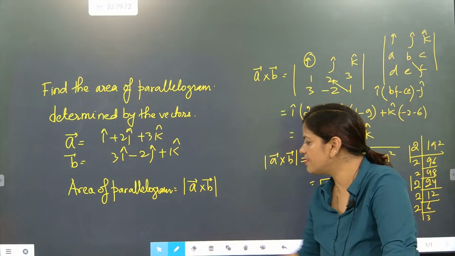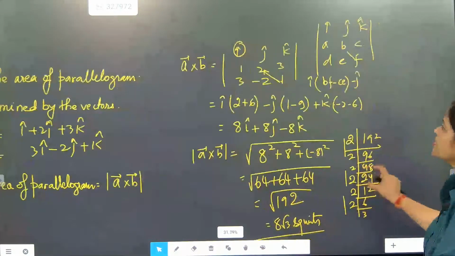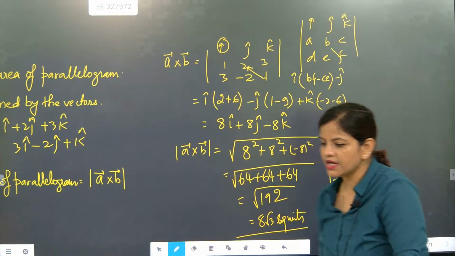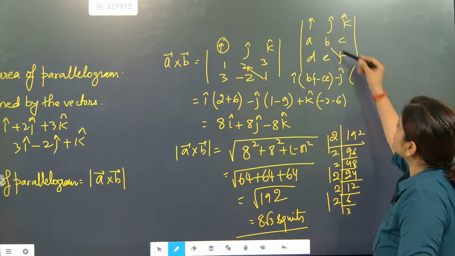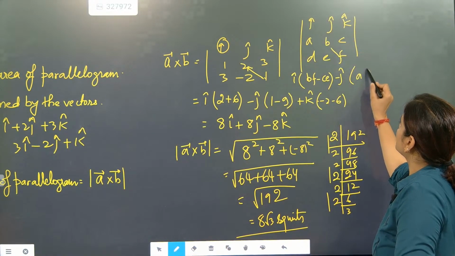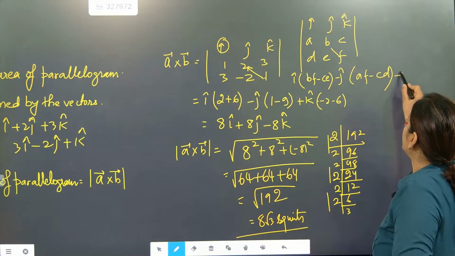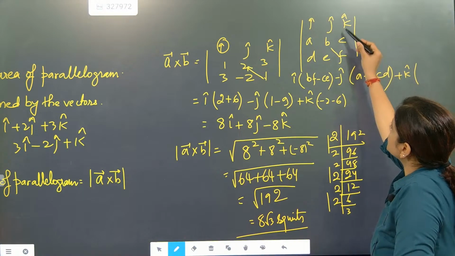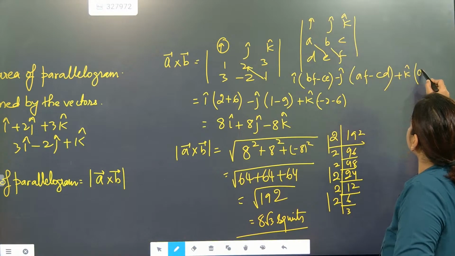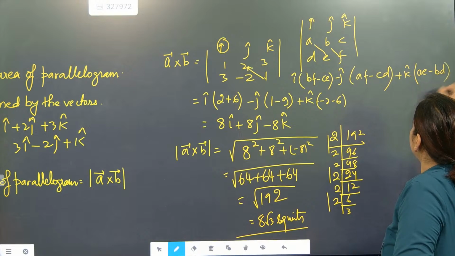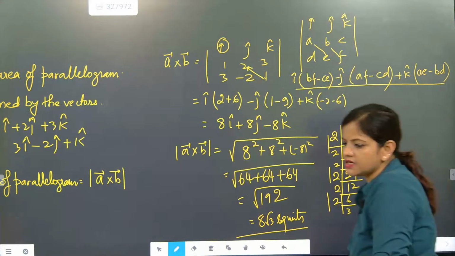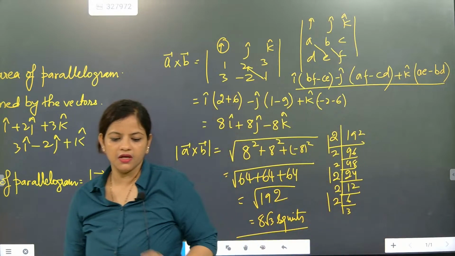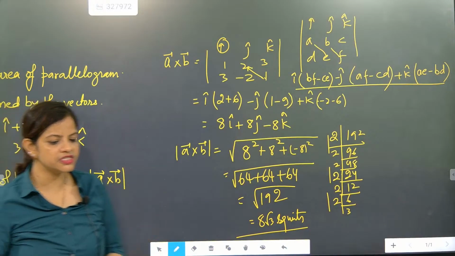Now the j part always comes as negative in the determinant. Understood? So when the j section is coming as negative, this time you ignore this: AF minus CD. Now comes k. When you do the k section, then AE minus BD. Just like how we write a determinant, the same pattern of writing will be there. I hope you might have understood with this example.